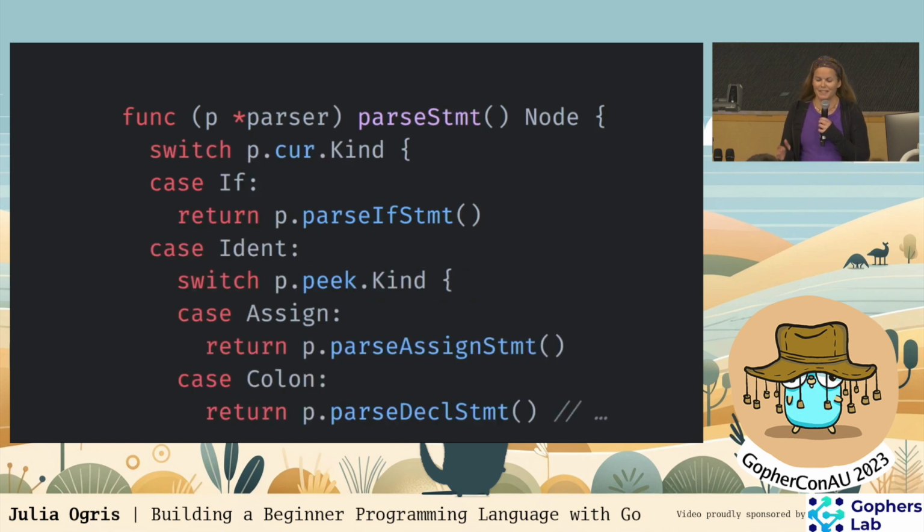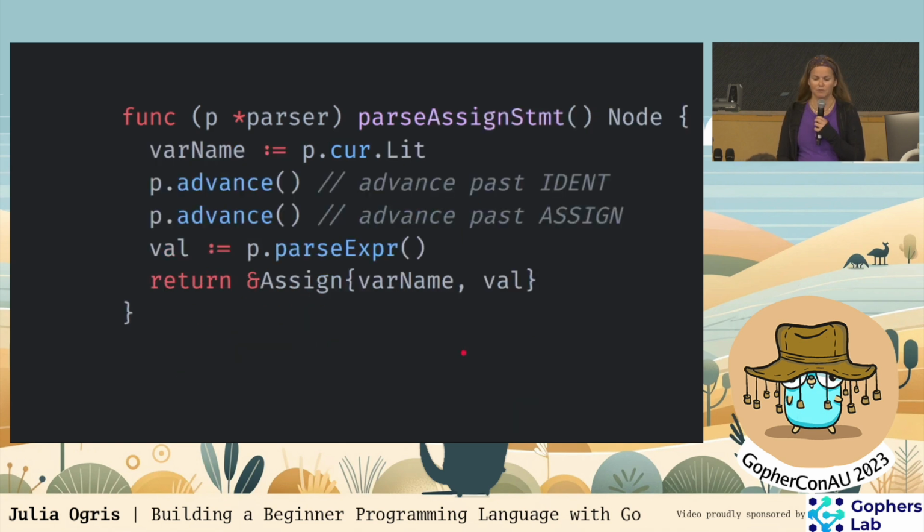Now, looking closer at parse statement. Parse statement looks at the first token it encounters, and if it's an if token, it will call parse if statement. If it's a for token, parse for statement, and so on. If it finds an identifier token, it's not right away obvious what kind of statement it's looking at, so it needs to peek at the next token. If it finds an assignment token, an equal sign, it will parse assignment statement; colon, parse declaration statement, and so forth.